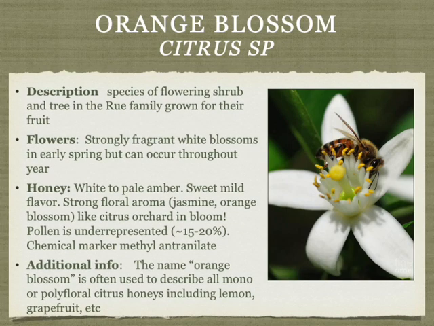Orange blossom, one of the classic varietal honeys that many people are familiar with, at least when they first become familiar with the fact that there's different types of honey. The honey is just really unique. It basically smells and tastes like the citrus orchard in bloom. Strong floral aroma like orange blossoms. Often this type of honey is used to describe all citrus honeys, whether they're mono or polyfloral.